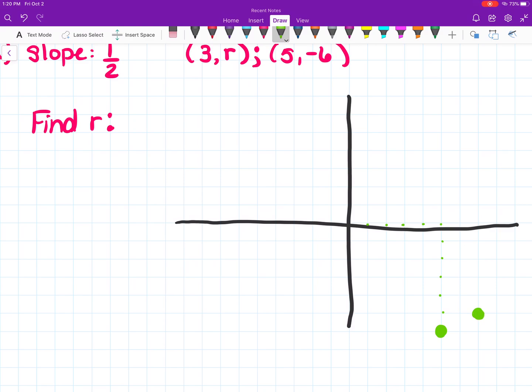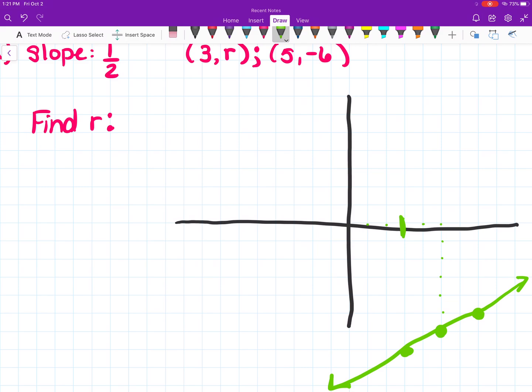But I really need to know what r is. That's what I'm looking for. I want to know what r is. So I'm going to go down 1 and to the right 2. And according to my drawing, r is going to match with -7. But I want to check that because sometimes our drawings can be off.